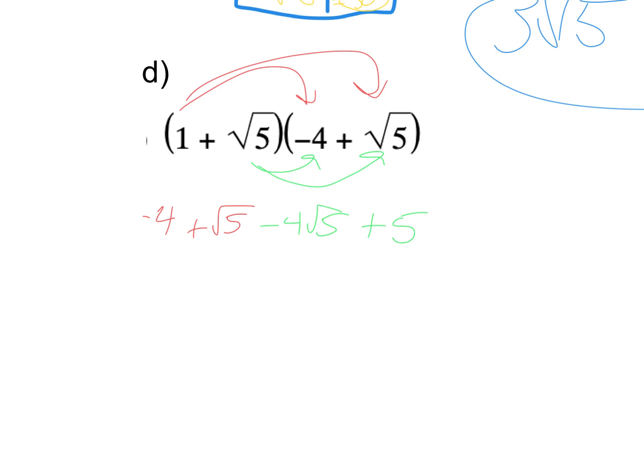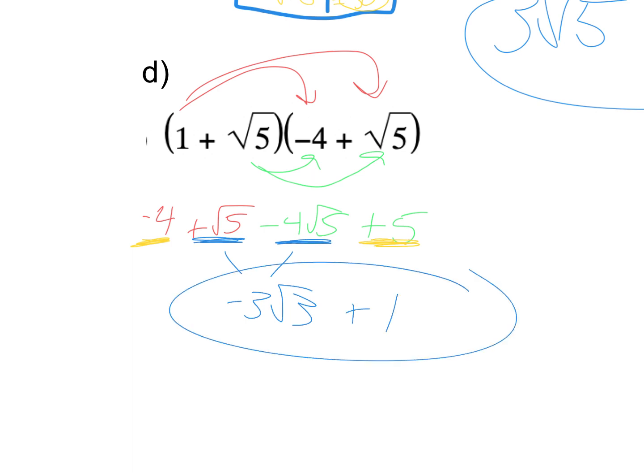Now that I have this, I can combine my like terms. So I have square root of 5 here and -4 square roots of 5 here. So those will combine to give me -3 square roots of 5. And then I will just bring down, oh wait, those are like terms as well. I gotta make sure I combine those. So then I have -4 plus 5. So that would just be plus 1. And that would be my final answer.